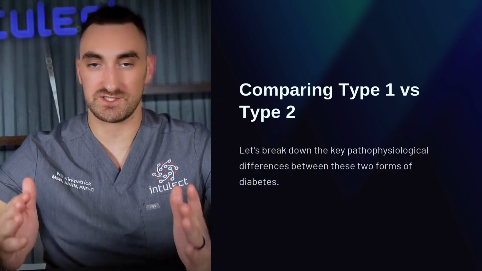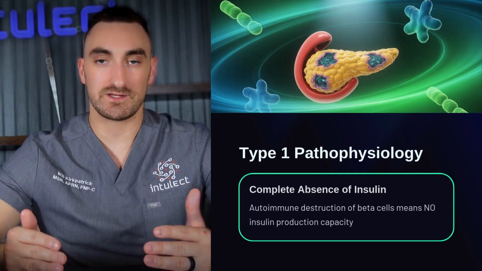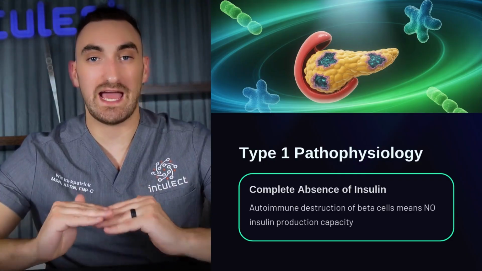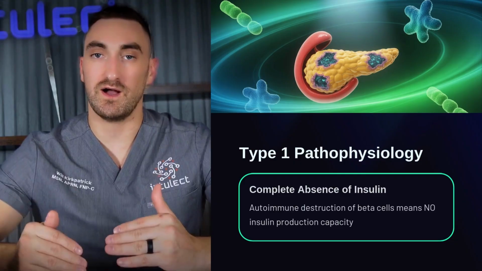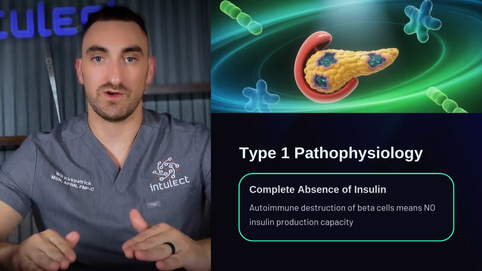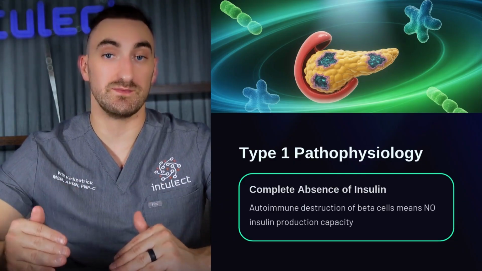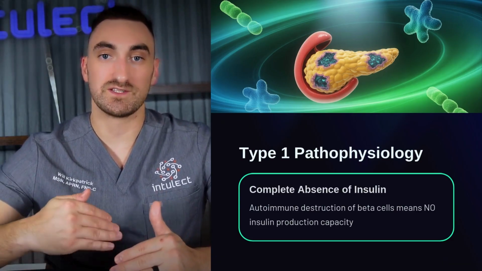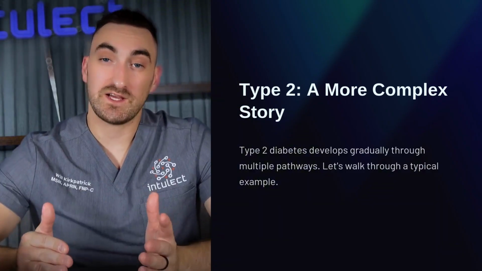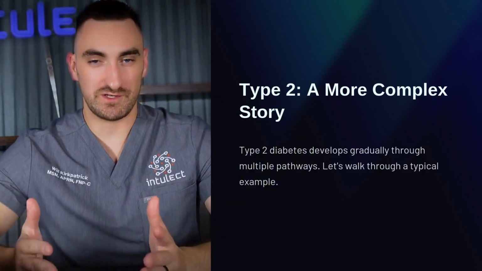So type 1, let's start there. Type 1 diabetics. These patients have a complete absence of insulin. So you can imagine a case where there's an autoimmune response and it completely destroys the beta cells, which are responsible for the release of insulin. Without them, there is no insulin at all. Now, with type 2 diabetics, there's a bigger story to it.